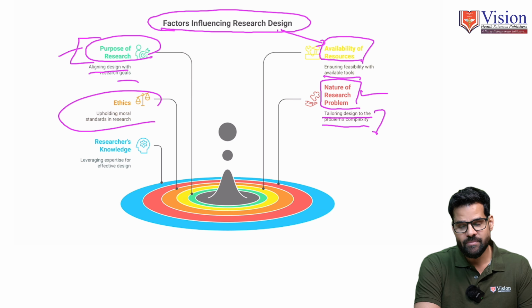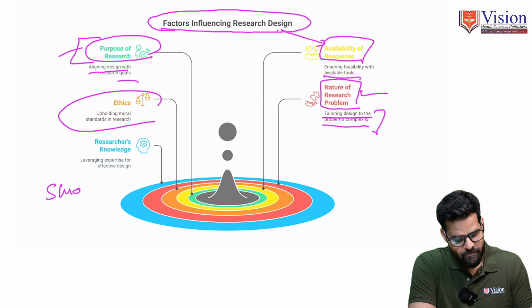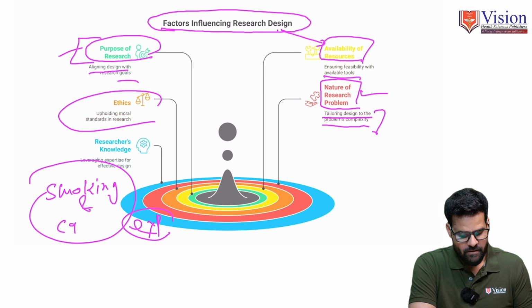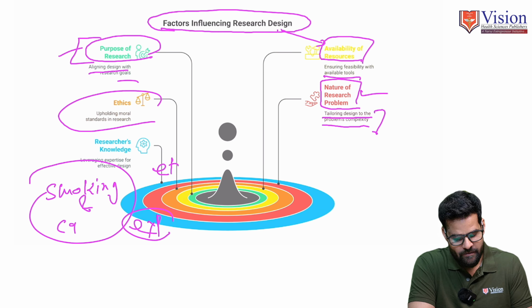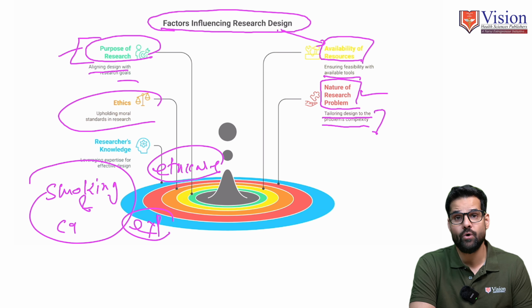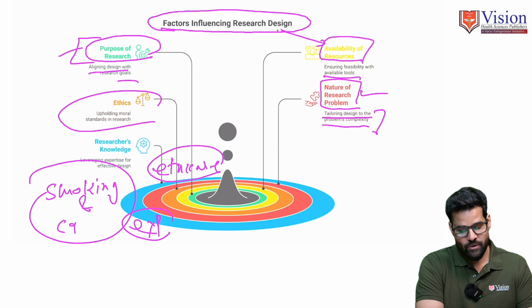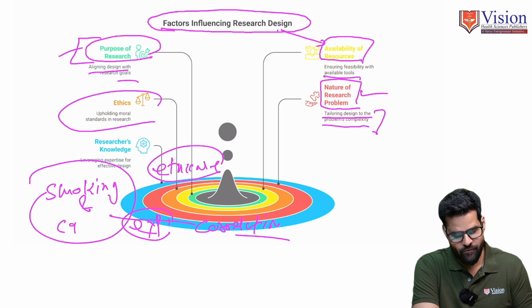Then ethics. Sometimes ethical approval matters, like as I said, smoking and cancer. So can we do an experiment on that? Theoretically, technically we can do it, but ethically it's not possible. Ethically it is wrong, because you cannot ask people in a group to smoke for the next 5 to 10 years until it develops some illness, right? So that's the thing. So for that, what is the design? Correlational, that we can have for this.